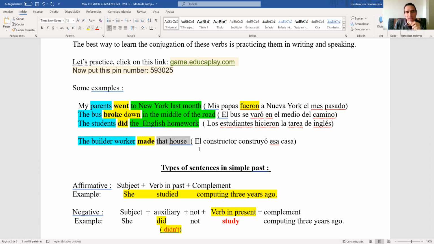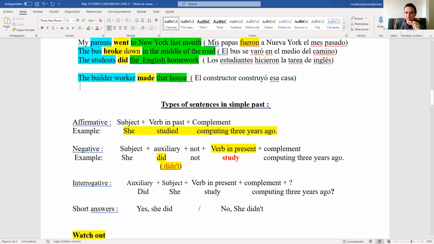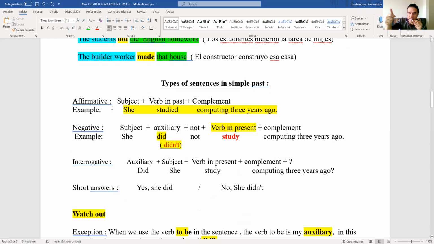Listo. Okay. Types of sentences. Let's check, guys, how to make affirmative, negative, and interrogative sentences in the simple past. Okay. Affirmative, ya la sabemos. Esta es una oración afirmativa que va al sujeto, subject, verb in past, and complement. Example, she studied computing 3 years ago. Okay. Subject, she, studied, verbo, computing 3 years ago.